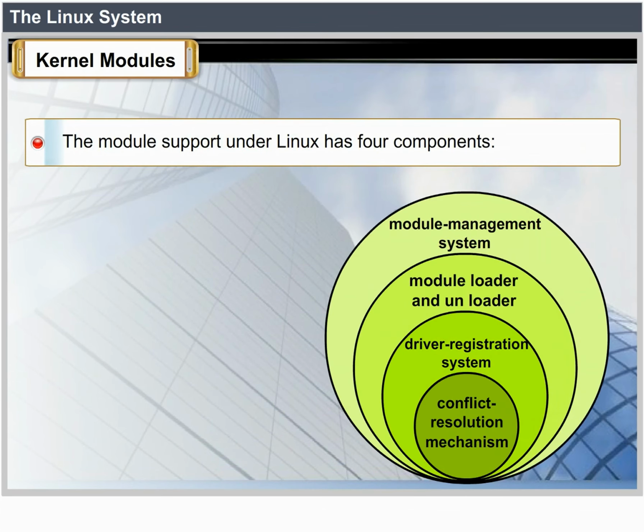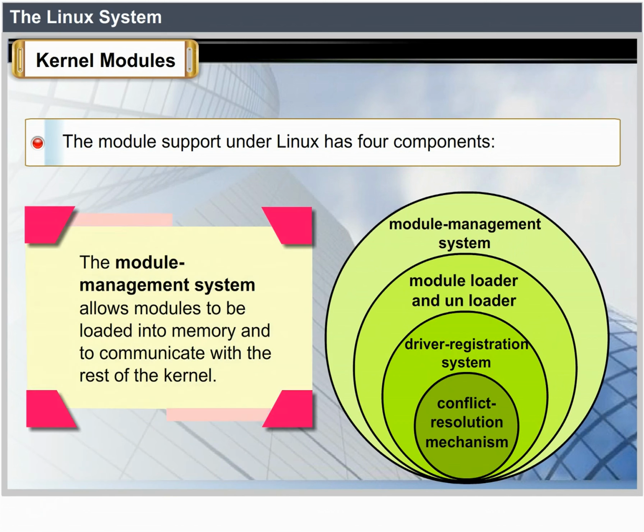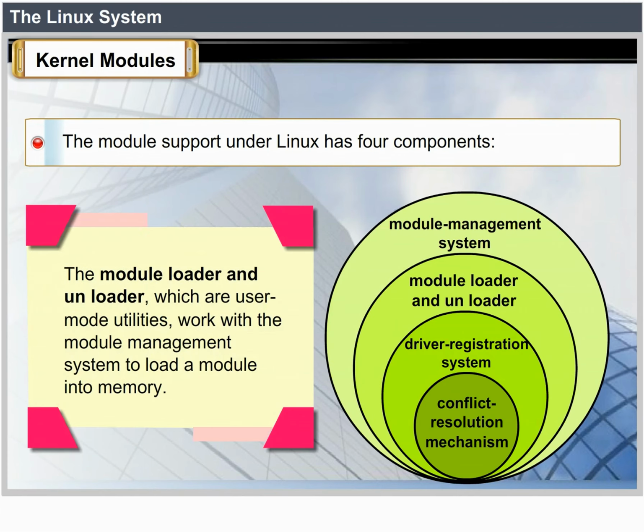The module support under Linux has four components. The module management system allows modules to be loaded into memory and to communicate with the rest of the kernel. The module loader and unloader, which are user mode utilities, work with the module management system to load a module into memory.